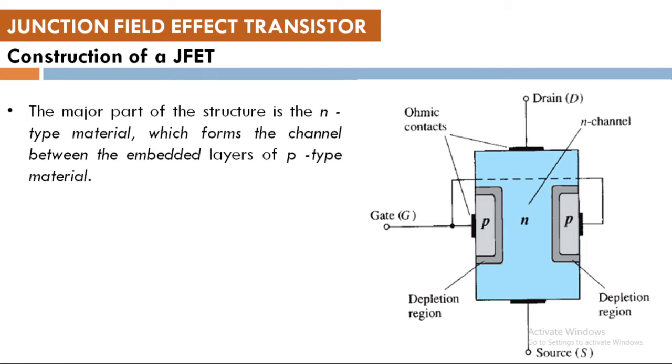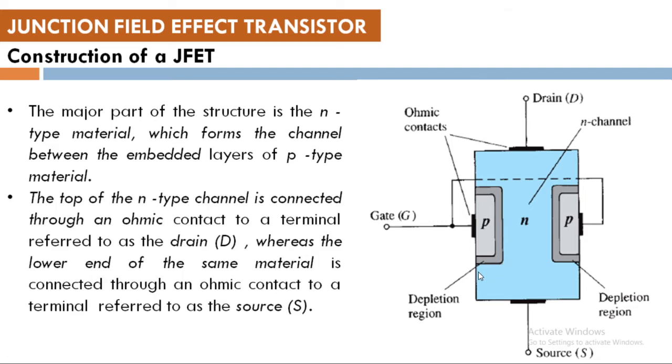We have already seen this in the case of diodes in our earlier discussions. If we see an N type being doped with a P type material, a depletion region will be formed across it. So this is basically the structure of a junction field effect transistor, which can be N channel or P channel.